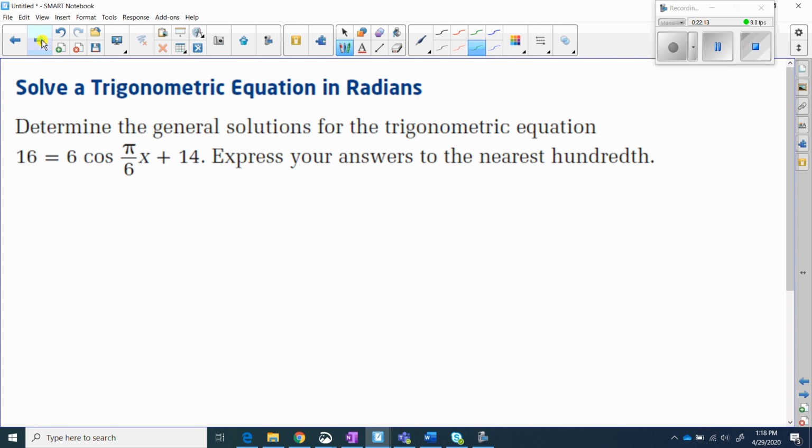So this one, I see here pi over 6, so we're in radians this time. Express your answer to the nearest hundredth, so it wants 2 decimal places. All right, away we go.